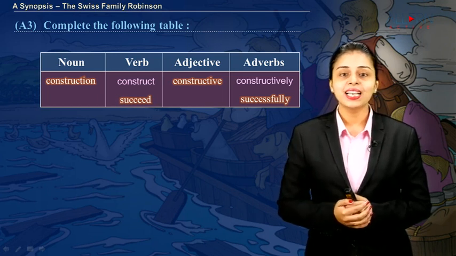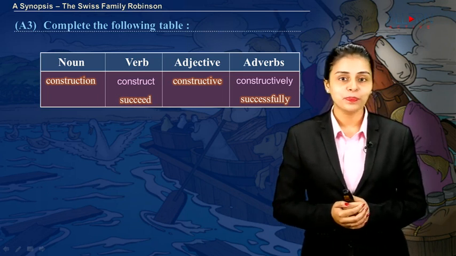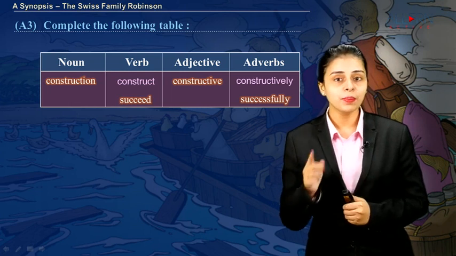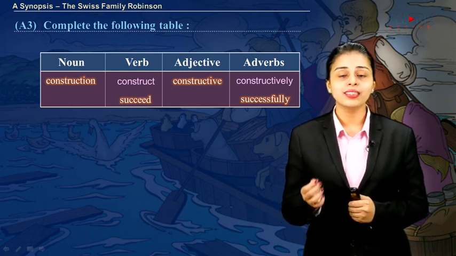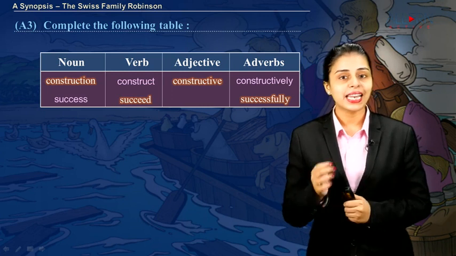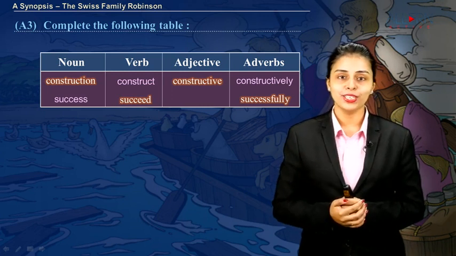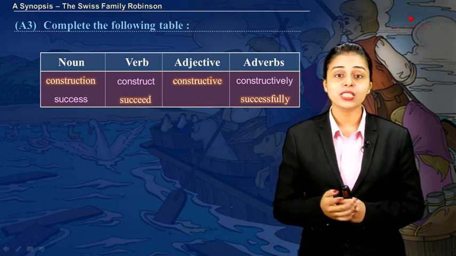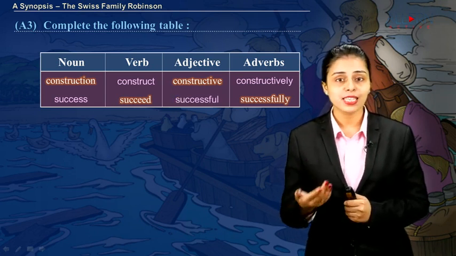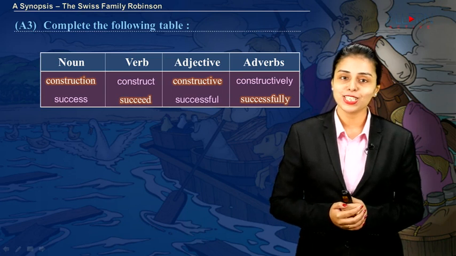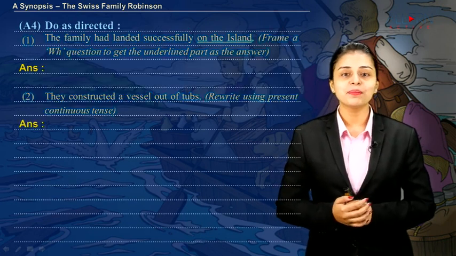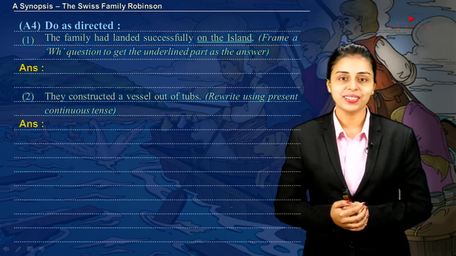The next, succeed in the verb form. And in the noun form, we add the before the word, so we get the word the success. Next, in the adjective form, we add to be before the word. So if I add to be before success, to be successful. So that becomes our adjective form. Now moving ahead to some grammar questions. The first one over here.